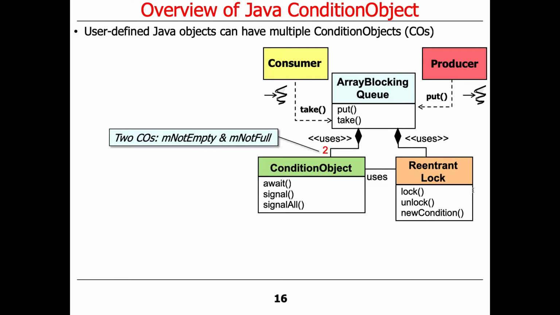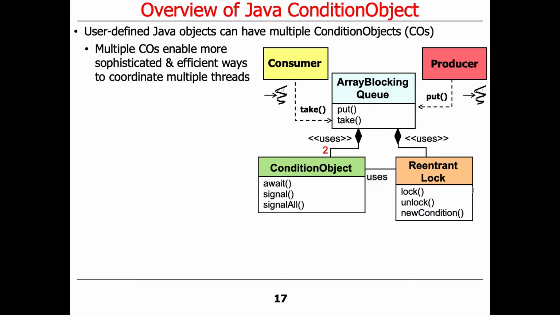So when you have user-defined Java objects like array blocking queue, you can have multiple condition objects, which I'm going to call COs for short, because condition object is a bit of a mouthful. So for example, our array blocking queue, whose implementation we'll look at in a second, has two conditions, not empty and not full. And as you might expect, they're used for threads that want to wait for the queue to be not empty and for threads that want to wait for the queue to be not full.